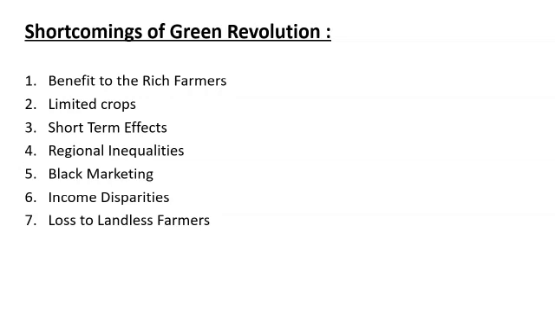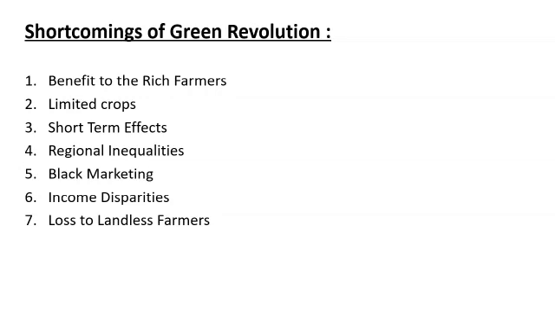Second, limited crops. The effect of the Green Revolution was confined to limited crops like wheat, rice, jowar, bajra, etc. It had no impact on commercial crops. Number three, short-term effects. The Green Revolution was started with a big push, but it could not remain stable for a long time. It had short-term effects. Number four, regional inequalities. The Green Revolution increased regional inequalities. In fact, it is confined to Punjab, Haryana, Uttar Pradesh, and Maharashtra.